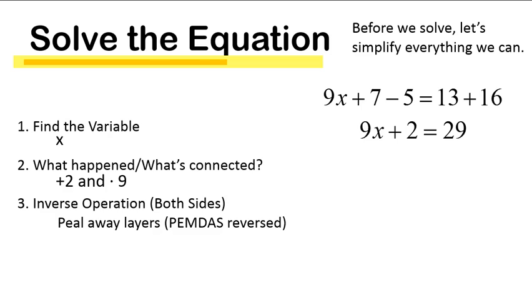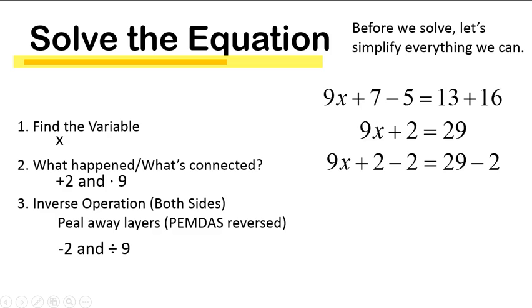So I'm going to start by peeling away the layers. Notice that the plus 2 is kind of disconnected. The 9 is right there next to x, so that's more closely connected. I peel away the 2 first, and then I can get at that 9x. So I subtract 2 from both sides of the equation. 29 minus 2 equals 27, and 2 minus 2 is 0, leaving us with 9x on the left.